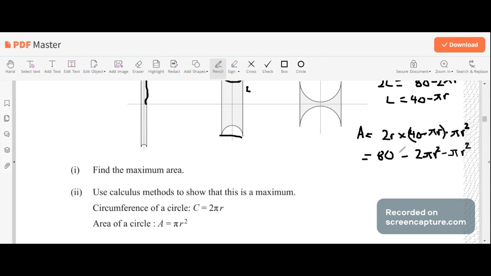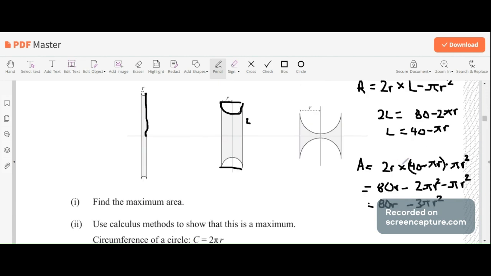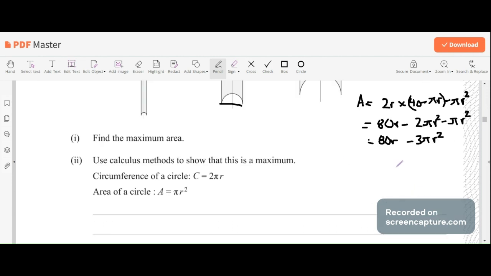Okay, so I've done that. Oh, what have I done? 80R minus 2 pi r squared. There we go. So now we have to continue simplifying this because we've got a like term there. Okay, sweet as. So just checking we've done that right. We've got 80R minus 2 pi r squared, and that's a minus there. Minus pi r squared. Yep, so that should be our equation for area.